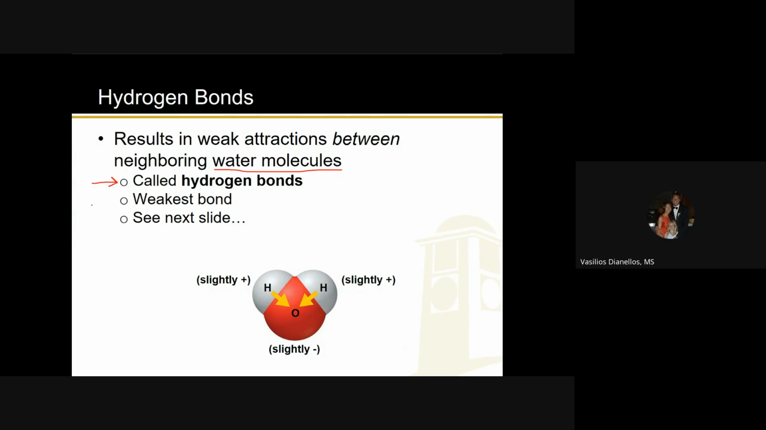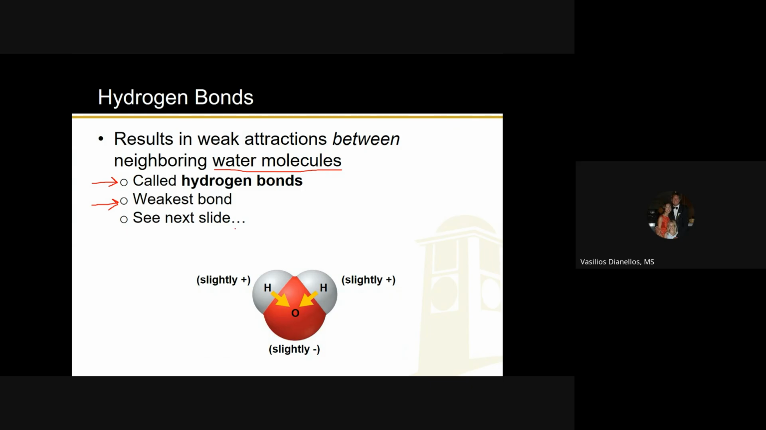Another thing you need to know for the exam and for later in the semester is that hydrogen bonds are the weakest. That will be on the exam. That will also be important when we talk about DNA. So again, covalent bonds are the strongest, hydrogen bonds are the weakest. You need to know that.